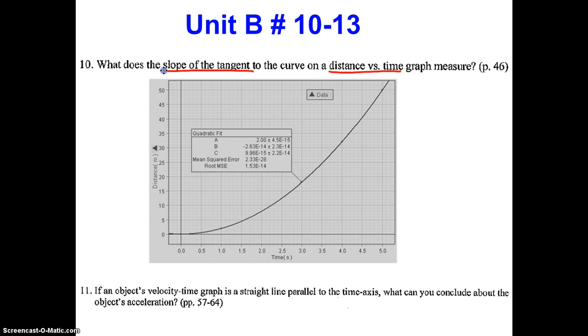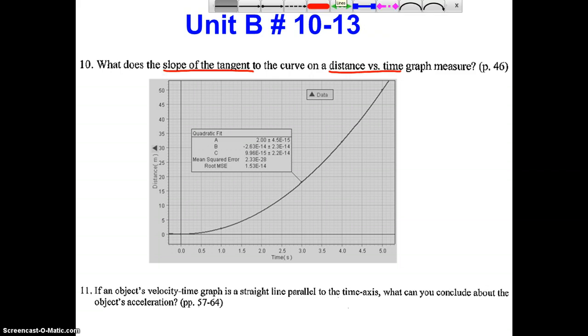So I'm going to do this example with you here. We're not going to do it numerically, but just qualitatively here. What if we wanted to know how fast the object in this particular graph was going at 2 seconds? How fast is the object traveling at time 2 seconds? What we would do is draw a tangent line to the graph at 2 seconds. And remember that a tangent line only touches the curve at that spot.